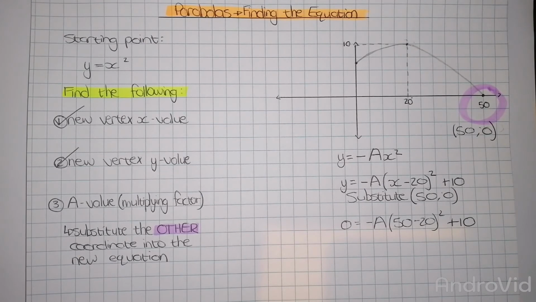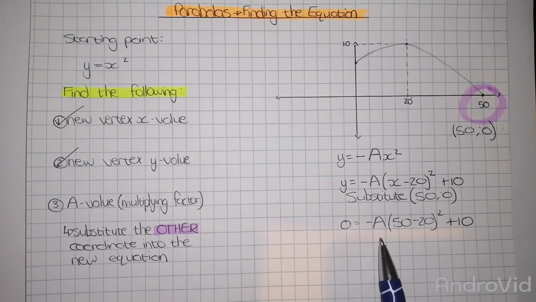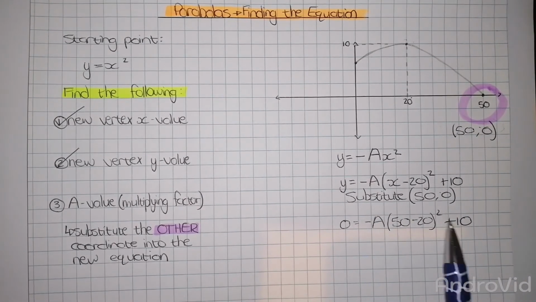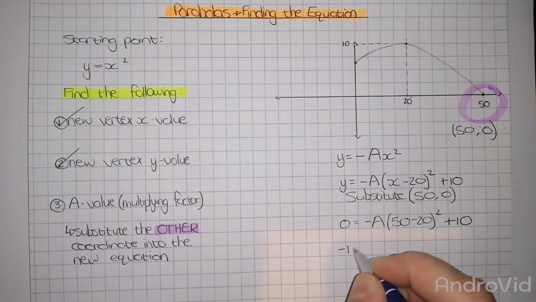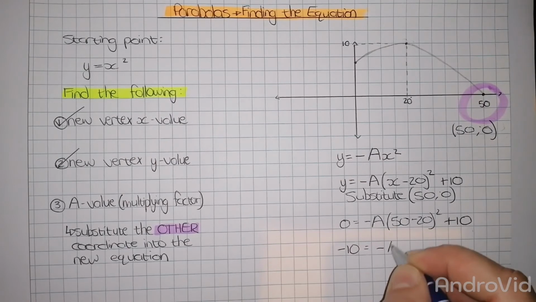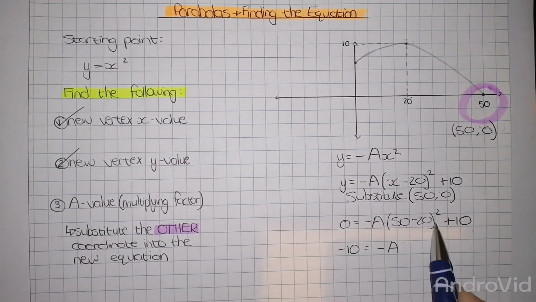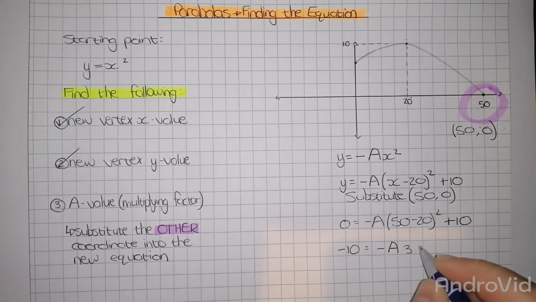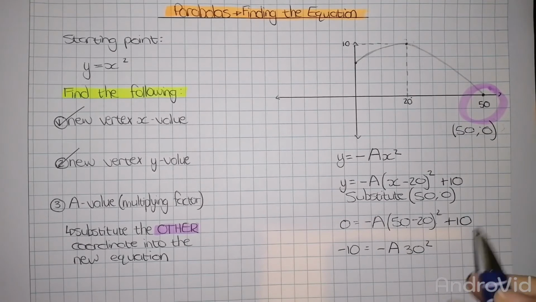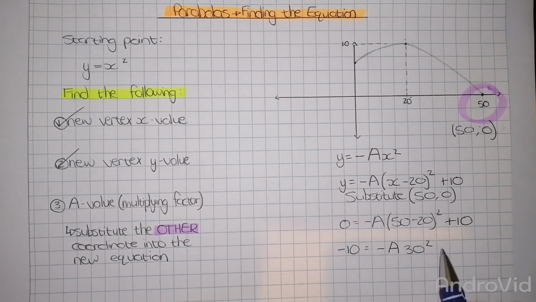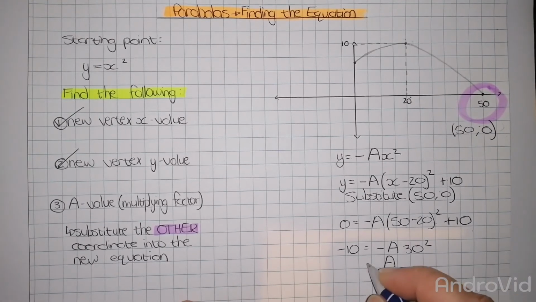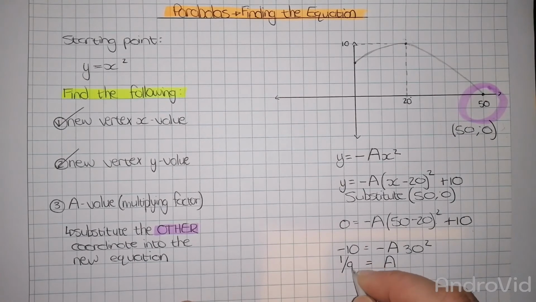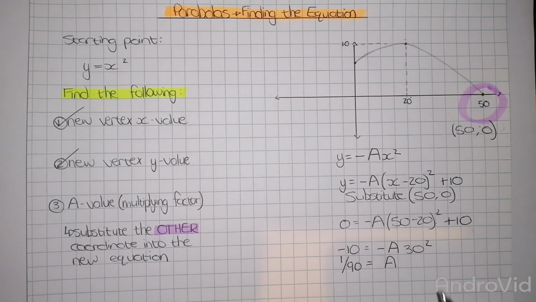Now that I've substituted it and I've got this equation, I need to find the value of a. So I'm going to take this 10 over to the other side. It becomes negative 10 is equal to negative a times (50 minus 20), which is 30, squared. Now I need to simplify, and when I simplify, we get the answer a is equal to 1 over 90. I'm not quite done yet.